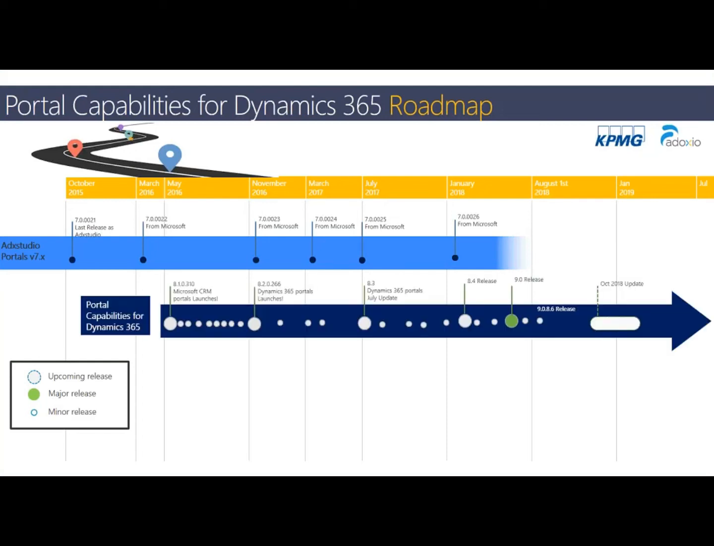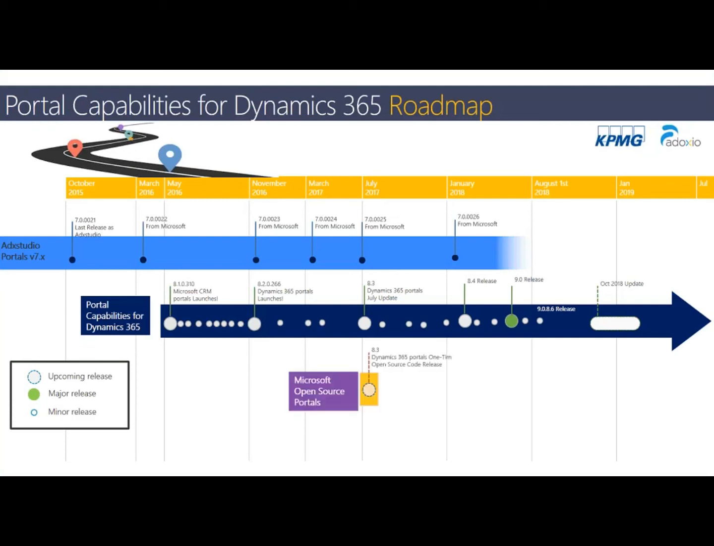In the meantime, the portal capabilities for Dynamics 365 have gone through multiple name changes. It was called CRM Portals, then Dynamics 365 Portals, and currently it is called Portal Capabilities for Dynamics 365. The first version came out in May 2016, 8.1, and currently we are on version 9.